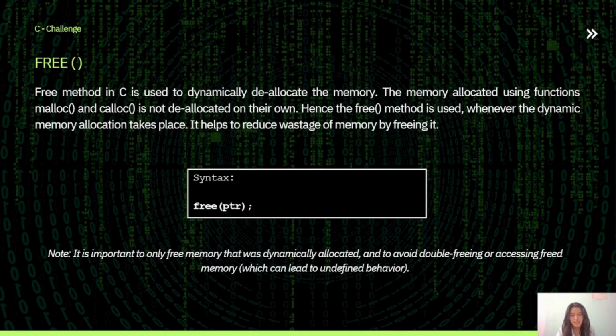Next ay free. Free method in C is used to dynamically deallocate the memory. The memory allocated using functions malloc and calloc is not deallocated on their own. Hence, the free method is used whenever the dynamic memory allocation takes place. It also prevents memory leaks, which can lead to program crashes due to insufficient memory, reduced program performance, and system instability. Sa syntax, a very self-explanatory free function, tapos yung ptr, it is the pointer which holds the address of the memory block that was previously allocated using malloc, calloc, or realloc.